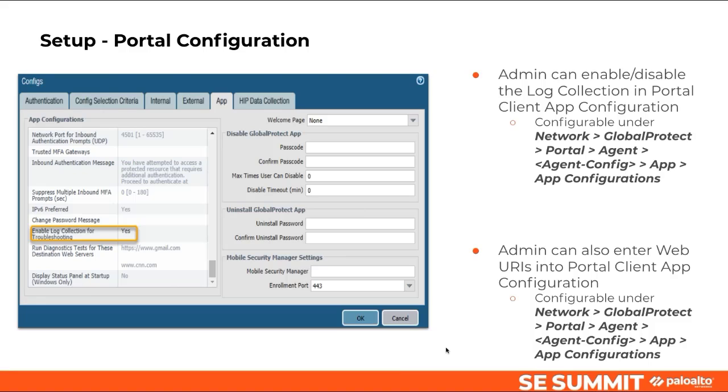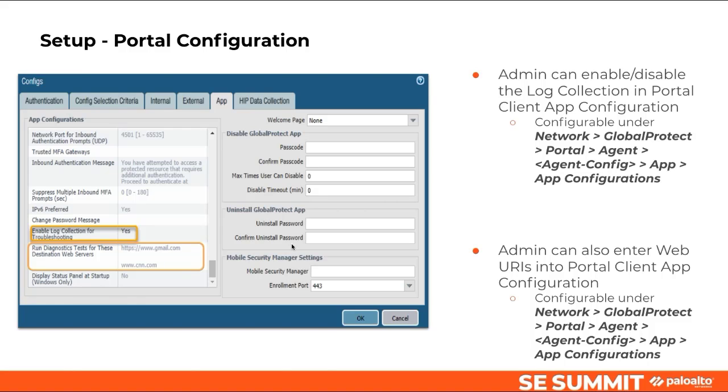This feature is not enabled by default. Admin has to enable log collection for troubleshooting in the portal client app configuration so that the report an issue button shows up on the GlobalProtect app, provided the other license requirements are met. From an OS platform perspective, this feature would be available on Windows, macOS, Linux, Android, and iOS.